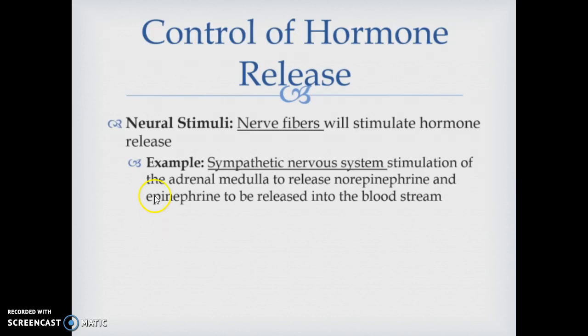The last way hormones can be released into the bloodstream is controlled by nerves. So nerve stimulus can release hormones into the blood. The example we're going to use to illustrate nerve intervention is going to be through the sympathetic nervous system, which once again was the fight or flight system of the body. So let's take a look at that picture.